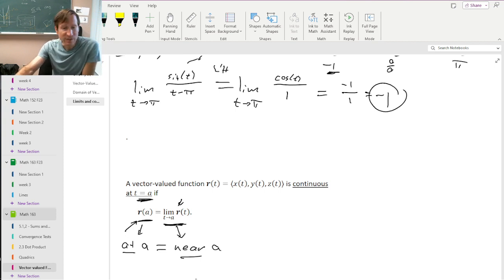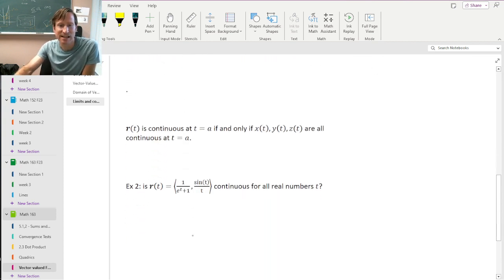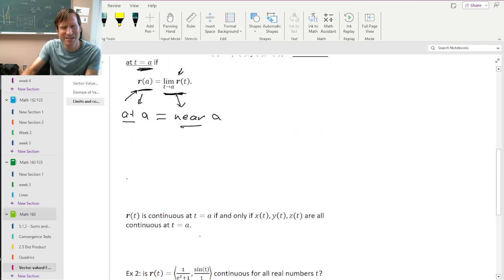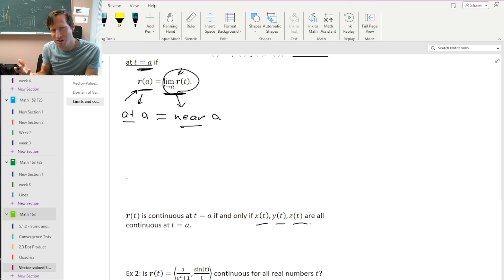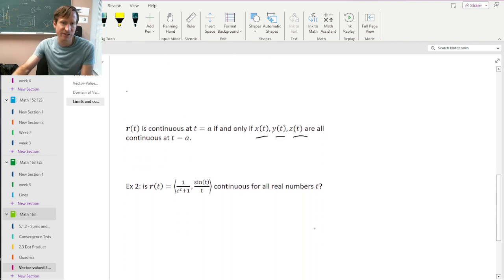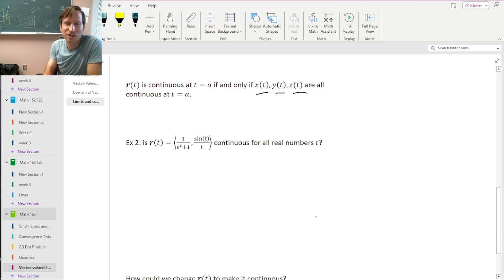For an example, let's look at this. Because limits happen component by component, a vector-valued function is going to be continuous exactly when its individual coordinate functions are continuous. So if you want to know about continuity for a vector-valued function, just check the continuity of the individual coordinate functions. For example, let's look at the function 1 over e to the t plus 1, comma, sine of t over t.